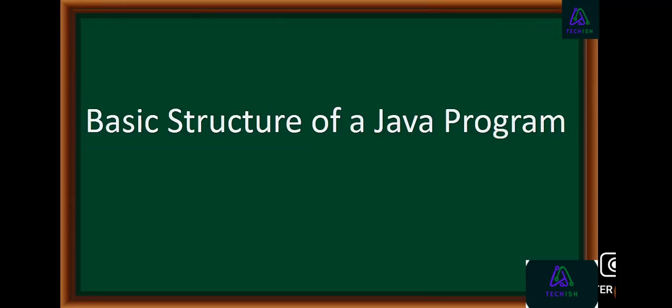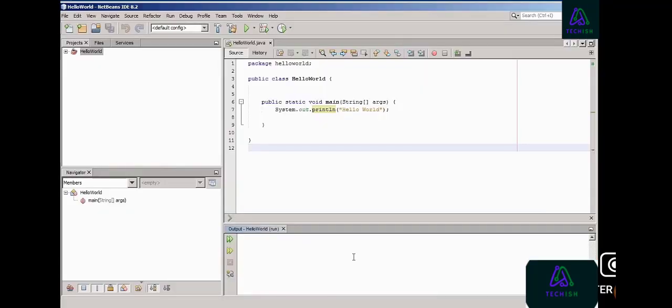Hello and welcome. In this lecture, we are going to look at the basic structure of a Java program. In our previous lecture, we created a program called Hello World that outputs the word Hello World on the screen. And this here is the structure of the code. Okay, so we're going to go through each of these lines to explain what they do.